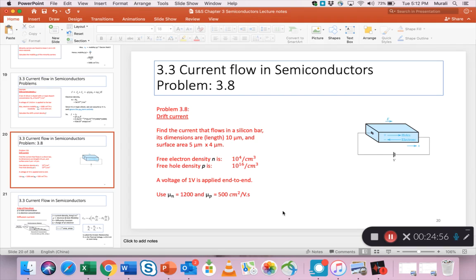silicon bar whose dimensions are, we are given a length, and remember these are very small silicon bars like in an integrated circuit chip. The length is 10 micrometers, not meters, not centimeters, but micrometers, or 10 to the power minus 6. And the surface area is 5 micrometers by 4 micrometers. So these are very small bars or crystals of silicon. Now he also gives us free electron density is 10 to the power 4 and free hole density is 10 to the power 16.